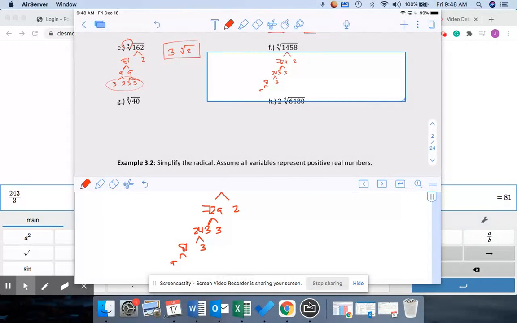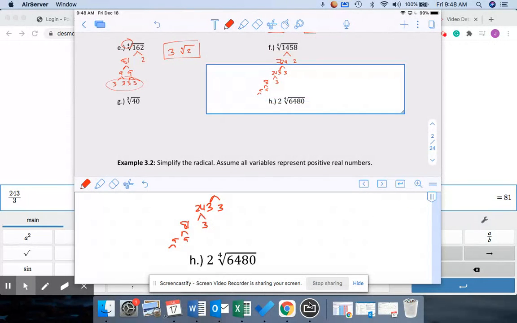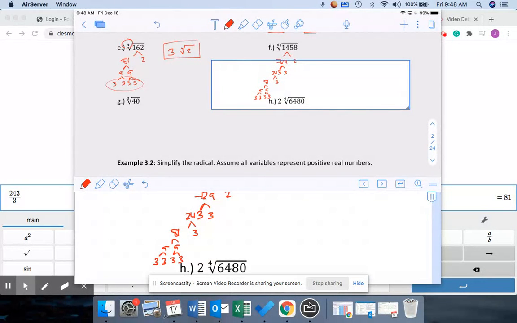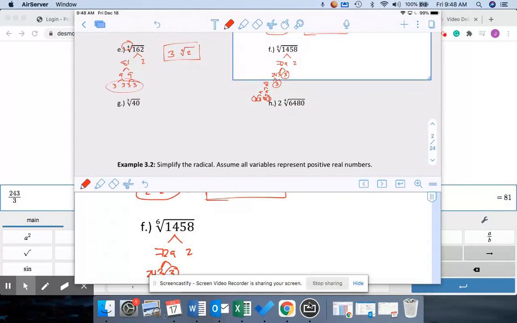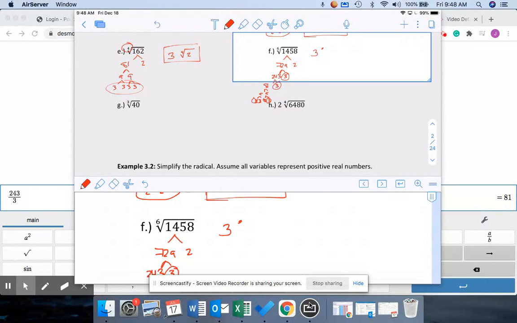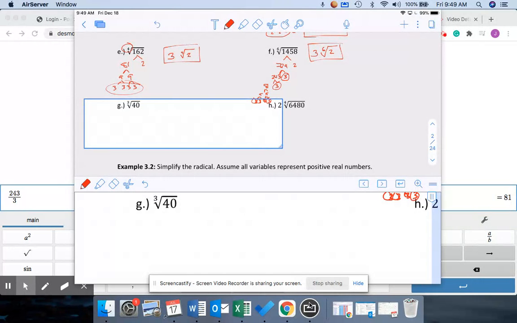Now I've got 9 and 9, which is a whole mess of 3s. 1, 2, 3, 4. All right, do I have a group of 6? I have 1, 2, 3, 4, 5, 6. Beautiful. This is going to be 3 times the 6th root of 2. Cool. One last practice one here.